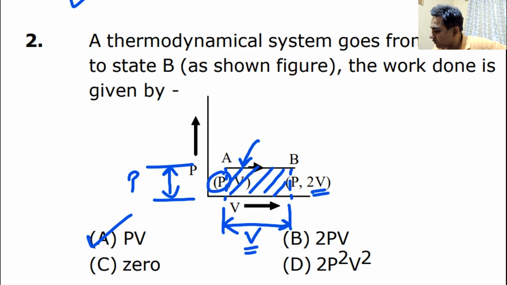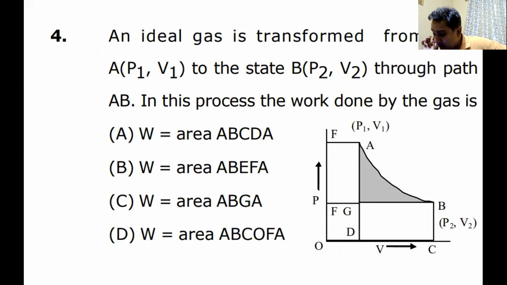This is question number 4. Again, we are concentrating only on questions which have a graph, nothing else. An ideal gas is transformed from state A, P1, V1 to state B, P2, V2 through the path AB. In this process, what is the work done by the gas? You are given 4 options. Which is the correct option?